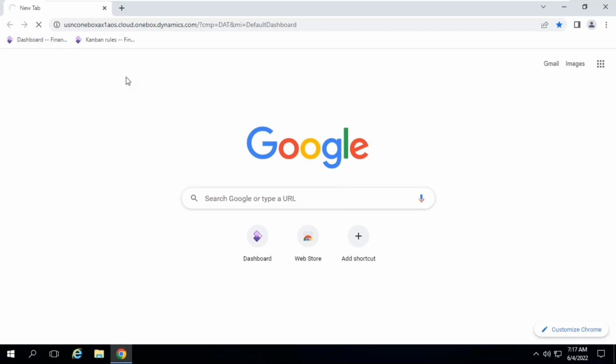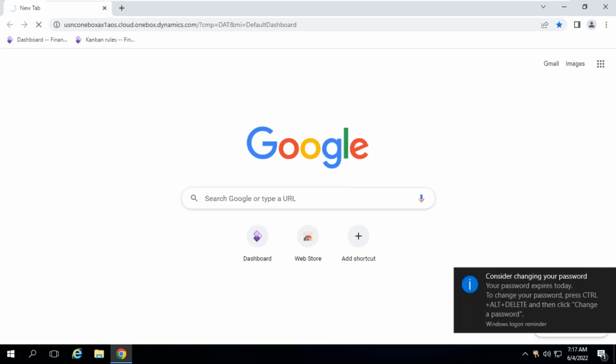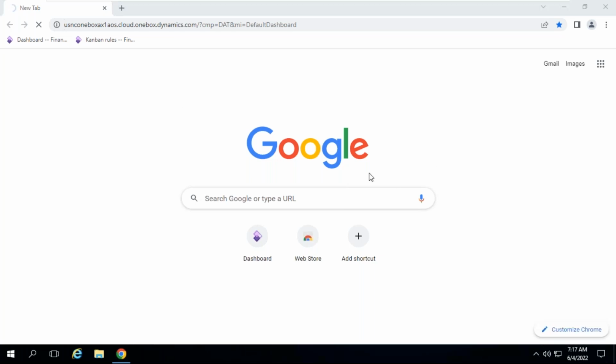It's loading the application. This is installed in my local system. That is the reason it will not ask username and password. But if you are working on a client system, then you need to enter a username and password. If it is installed in your local system, it will not ask, because I'm accessing the server directly.